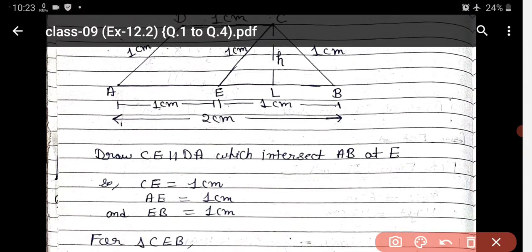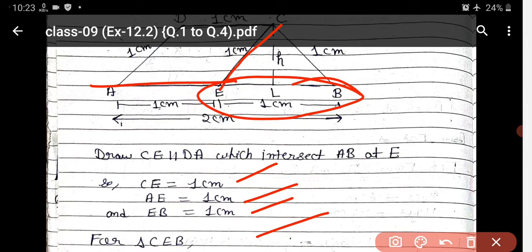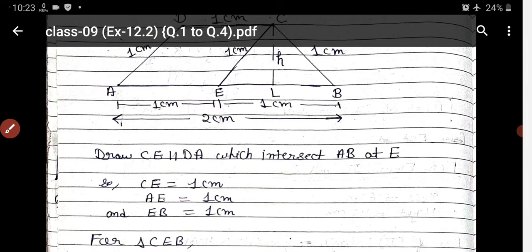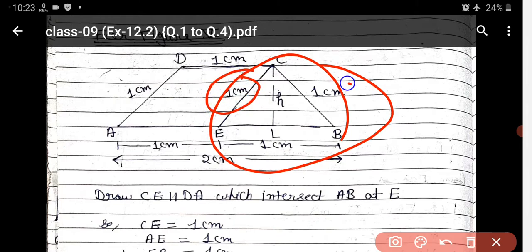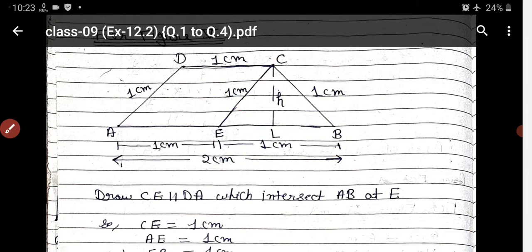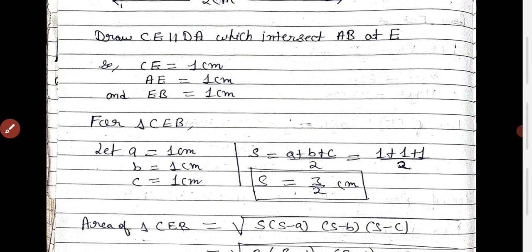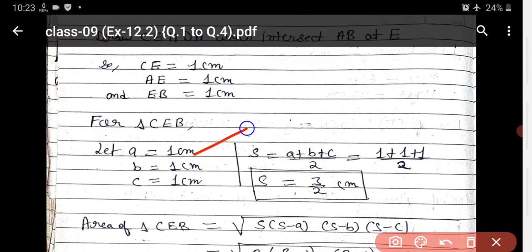So what you draw, CE parallel to DA which intersects AB at E, such that what is the value of CE? CE you will get here 1 centimeter, AE you get here 1 centimeter, and EB also you get here 1 centimeter. Now just look at the triangle. For this triangle BCE, what is the value of it? The first side, second side, and third side are all equal to 1. So just write here for triangle CEB, let a is equal to 1 centimeter, b 1 centimeter, c 1 centimeter. They all are equal to 1 now.